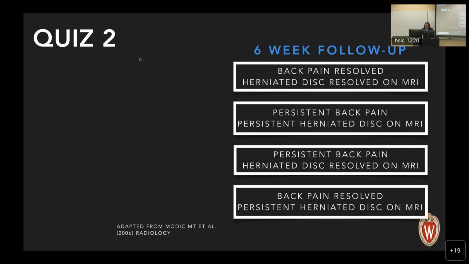Now the 2 other funky ones: you still have back pain, but your repeat MRI shows you have no herniated disc. And the other one is that your back pain is gone at 6 weeks, but on imaging, you still have a herniated disc. Which of these was the most likely outcome? Anybody want to guess? You can blurt out if you want, or just think to yourself.